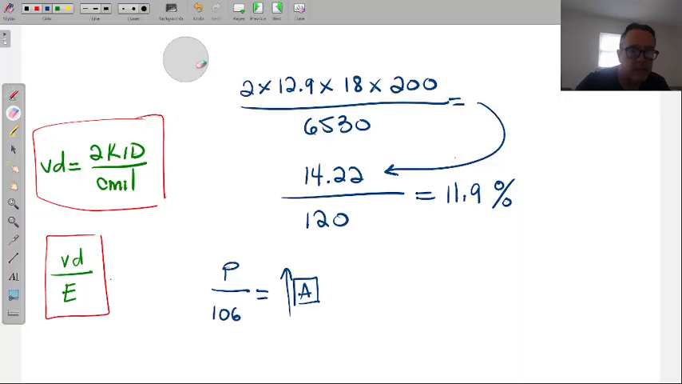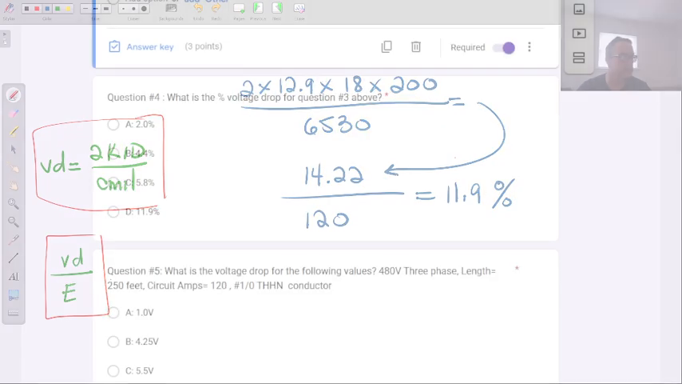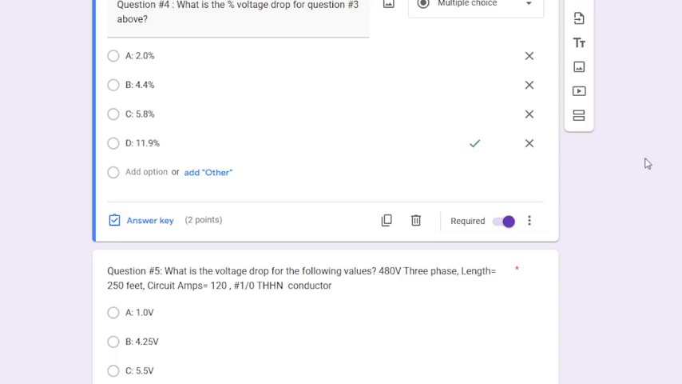So this would be something that I would definitely adjust. Instead of a number 12, which is what this circuit should get, I'd run a number 10 here. Yeah, there's a cutoff point. The cutoff point should be 110, in fact. All right, and so 11.9 is the correct answer as well. Very good. And that's going to be D.